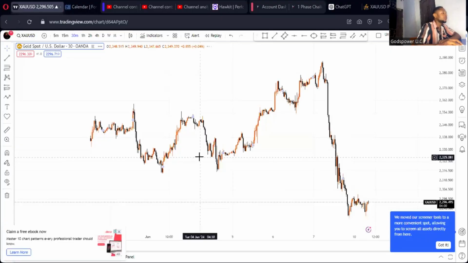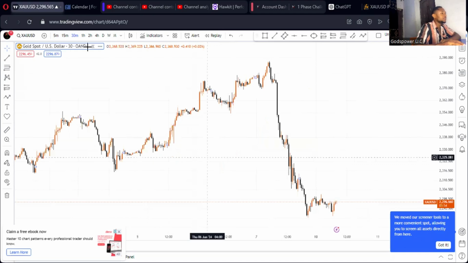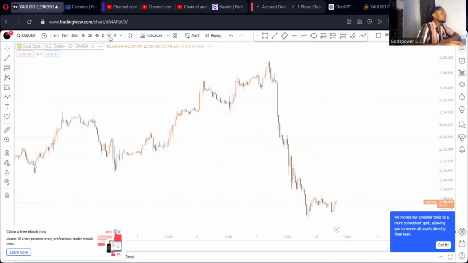I believe you can see my screen right now. So this is gold, this is XAUUSD. As you all know, this is the pair I majorly trade, right? This is like my major pair. So let's go down to the weekly.